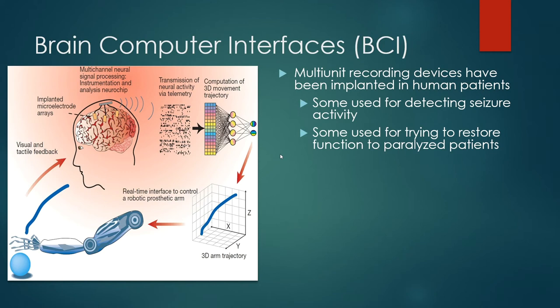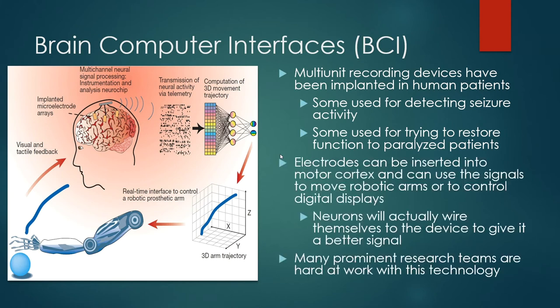It takes a lot of training to get to where they are. But one of the coolest things I think I've ever seen in neuroscience is the fact that after this person has trained himself, has seen that his thoughts are producing movement in this external robotic arm, the neurons actually wire themselves to give the device a better signal. That's just amazing, that these neurons, at the single cell level, are sentient enough to figure out that they're having an impact on what's going on in the organism.